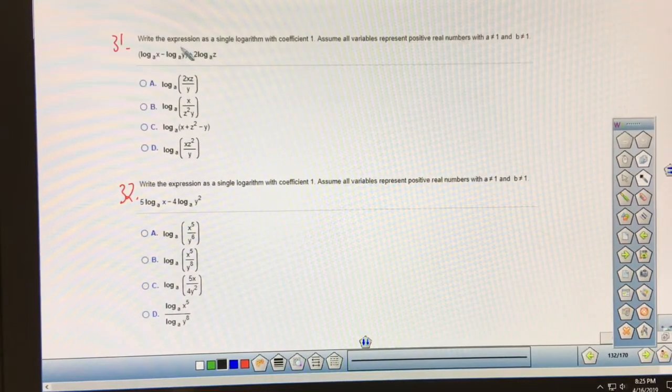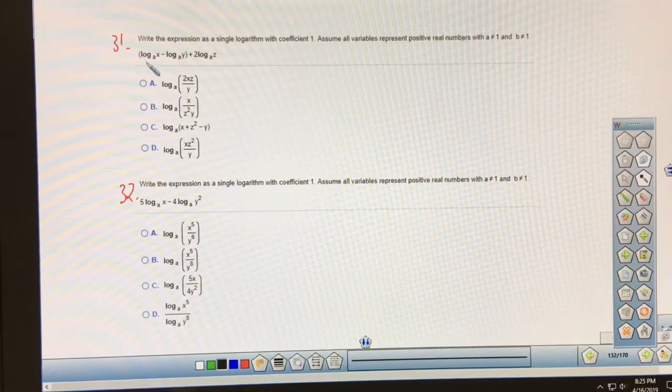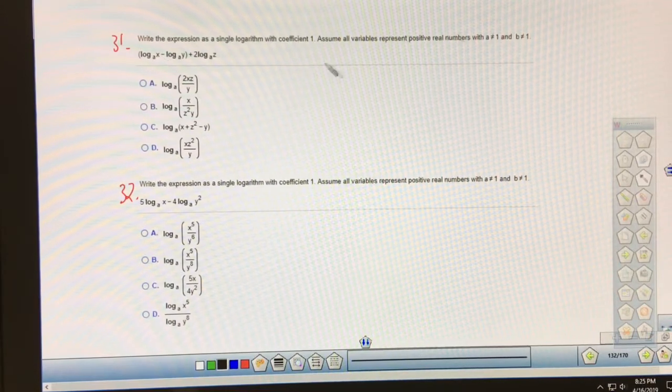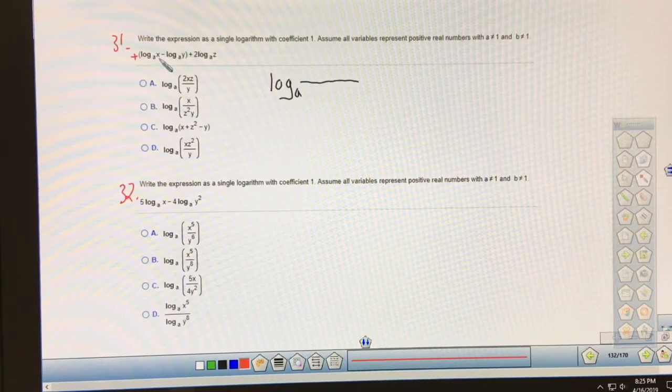Number 31. So they want me to rewrite it. It's expanded out. So as soon as you see a minus sign, no matter where, it's going to be a single logarithm with a base of a. And now, if it has a plus sign in front of it, it goes on top. So the x goes on top. The y has a negative in front of it, it goes on bottom.